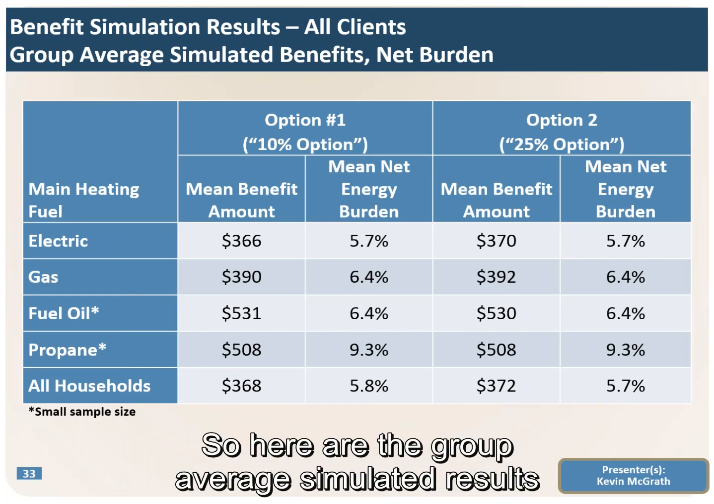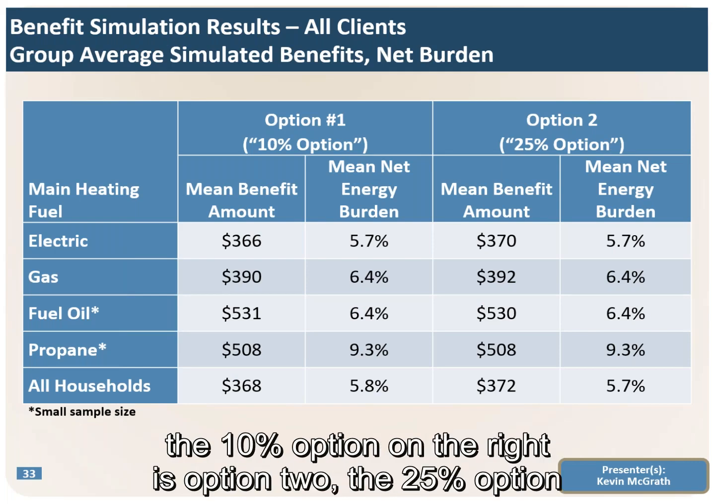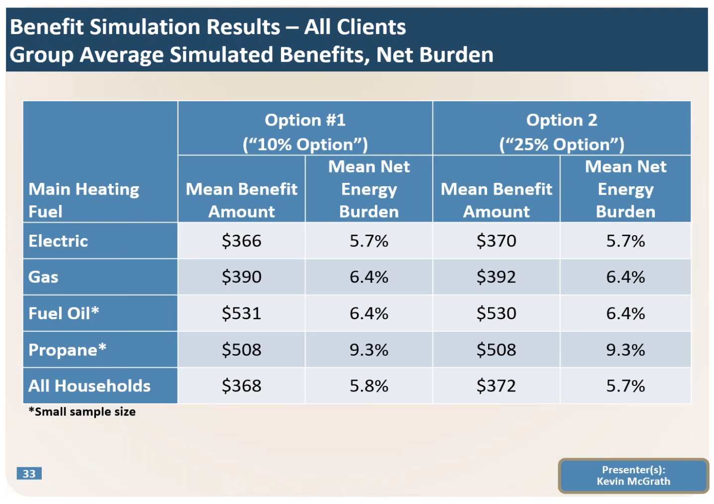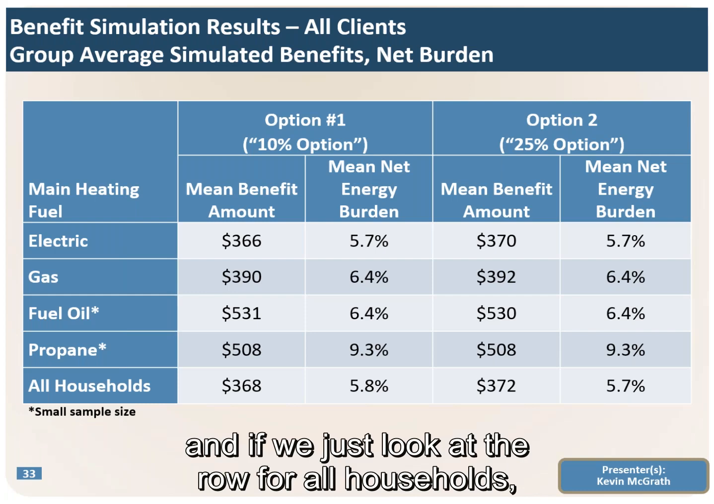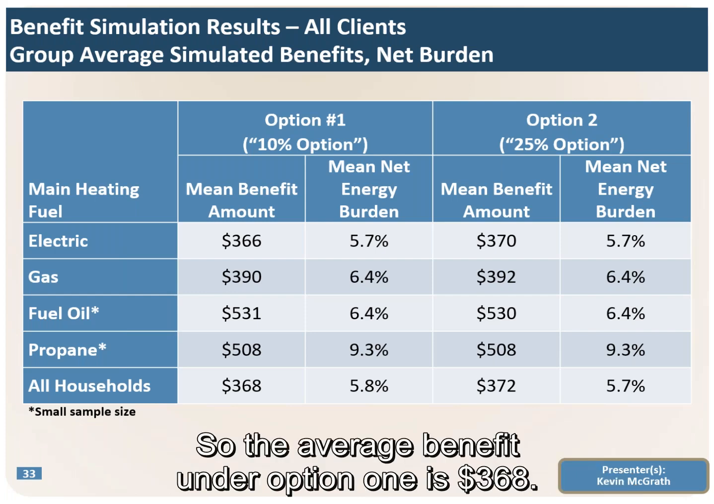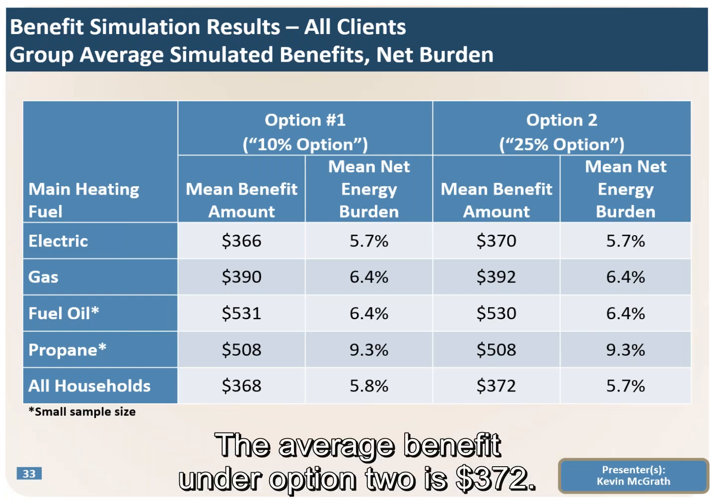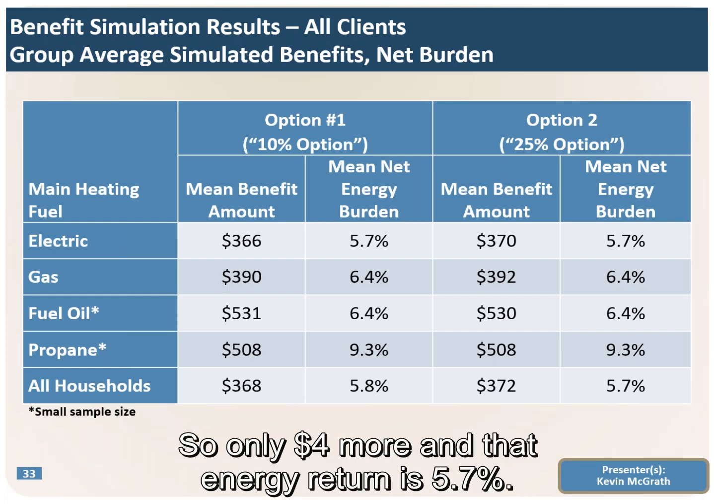So here are the group average simulated results for these 2 alternative options. On the left is option 1, the 10% option. On the right is option 2, the 25% option. And if we just look at the row for all households, we see that the outcome is fairly similar. So the average benefit under option 1 is $368. The net energy burden is 5.8%. The average benefit under option 2 is $372, so only $4 more, and the net energy burden is 5.7%.